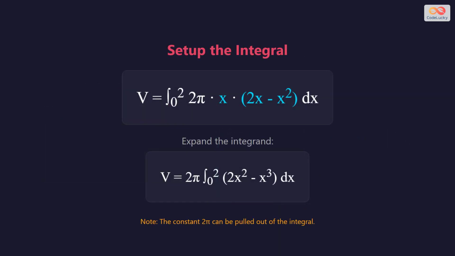Now we plug these into our formula. Volume equals the integral from 0 to 2 of 2 pi times the radius x times the height 2x minus x squared dx. Before integrating, it helps to distribute the x into the parentheses, giving us 2x squared minus x cubed.